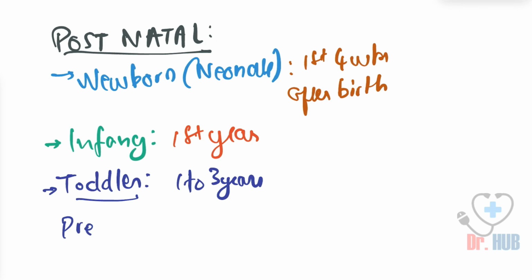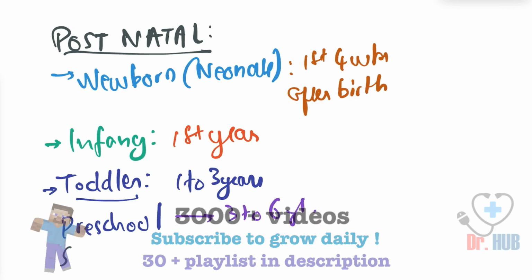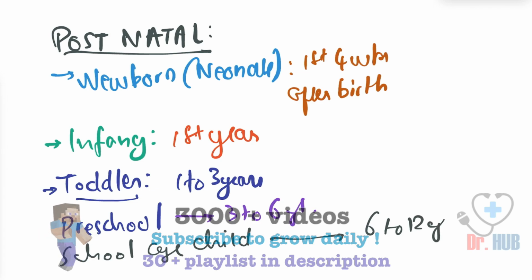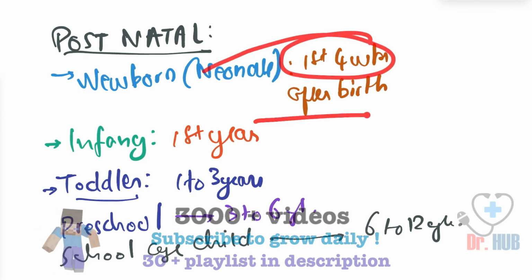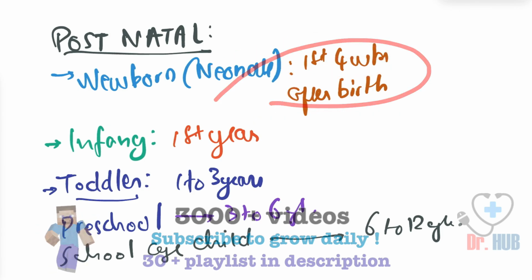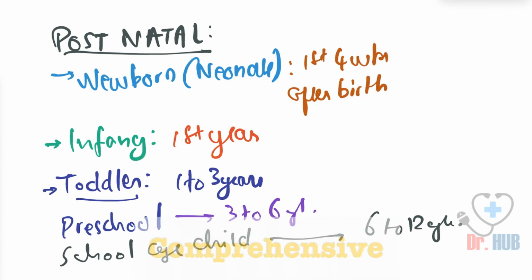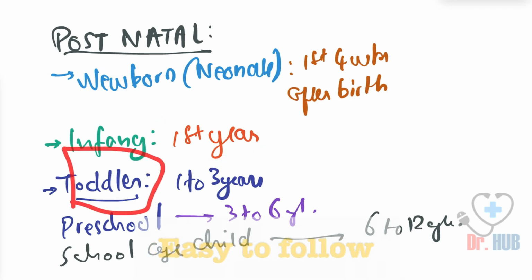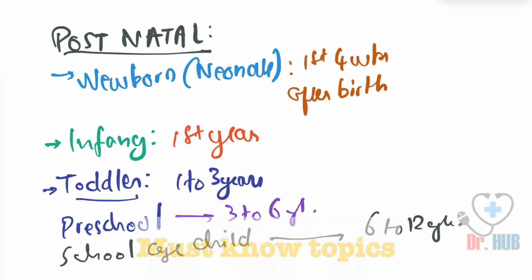Next, we have preschool. Preschool is from 3 to 6 years. Post this, there is also the school age child. The school age child is from 6 to 12 years. Just to recap, in the postnatal period we have the newborn or the neonate, the first 4 weeks after birth, which is the first month. Then infancy is the first year. Then toddler is 1 to 3 years. Then from 3 to 6 years is preschool, that is before school. And school age child is from 6 to 12 years.